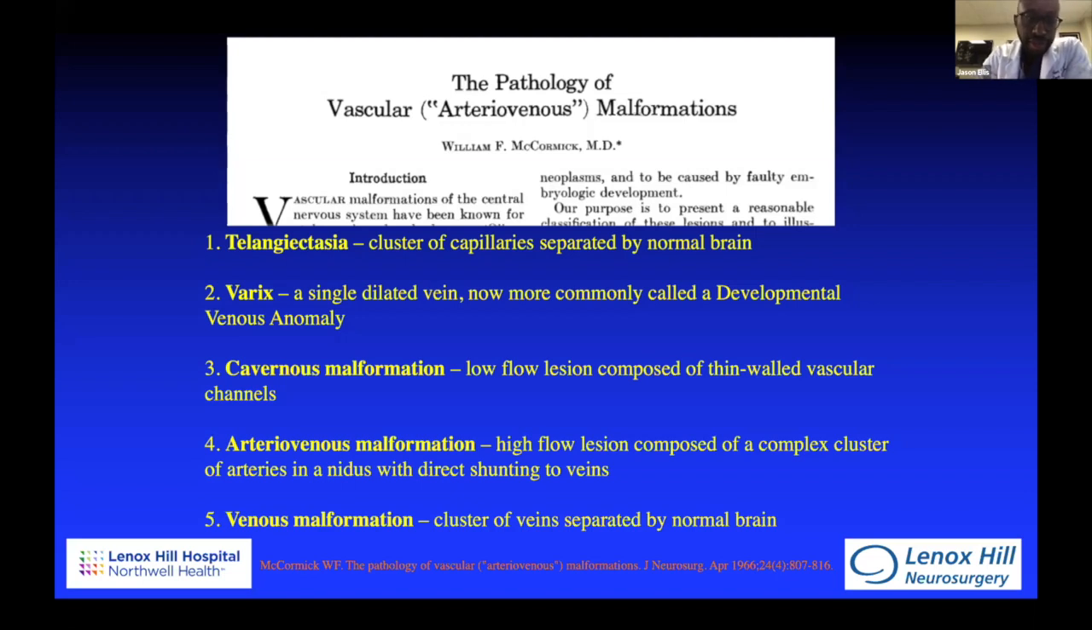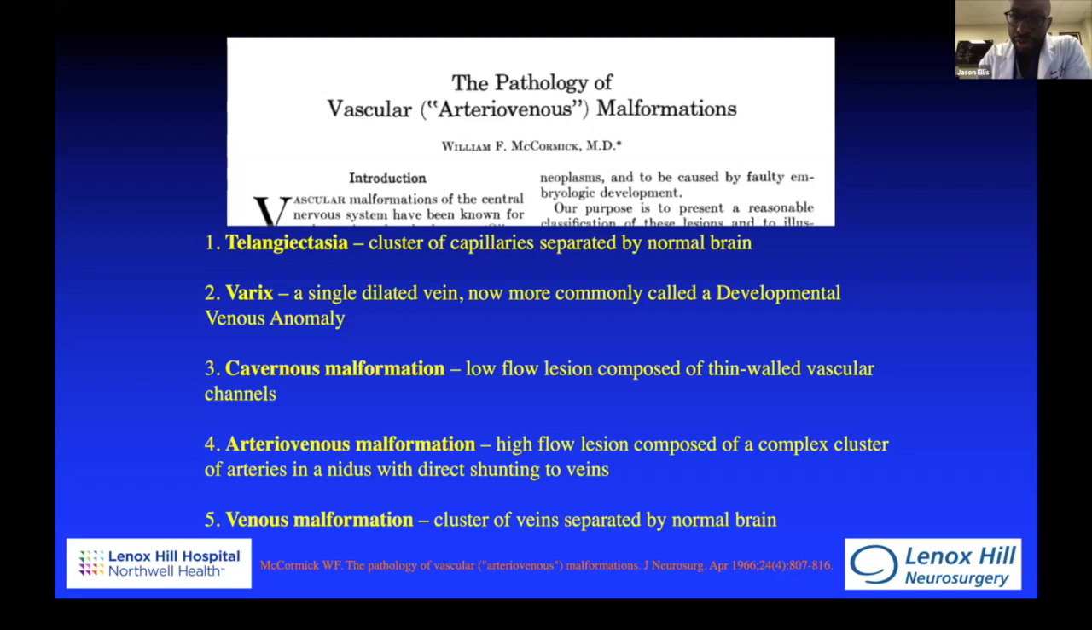cerebral vascular malformations, including telangiectasia, which is a small cluster of capillaries separated by normal brain. This is really not pathologic in any way, but it does represent one of the kind of vascular anomalies we can see in the brain. Varix, which is now known by its more common name of developmental venous anomaly. Again, not pathologic. It is a single dilated vein which can be found in the brain. It's normally associated with cavernous malformations, which is pathologic.